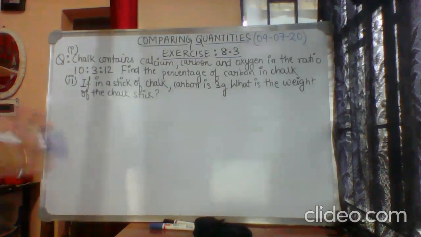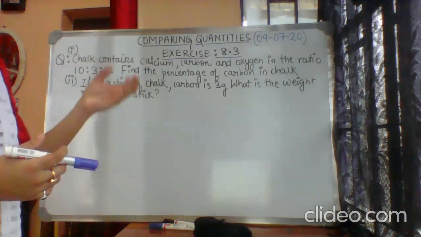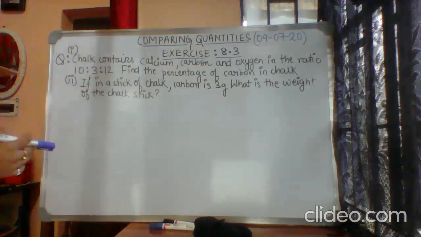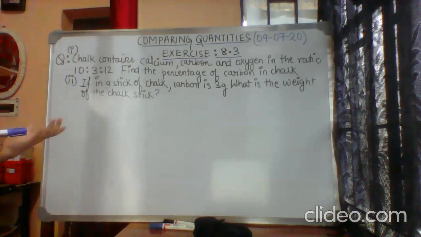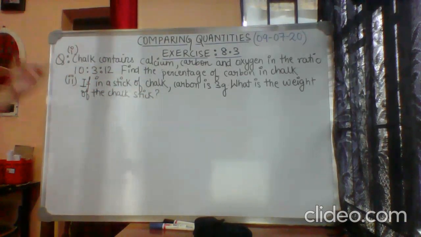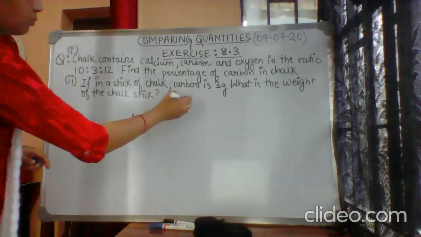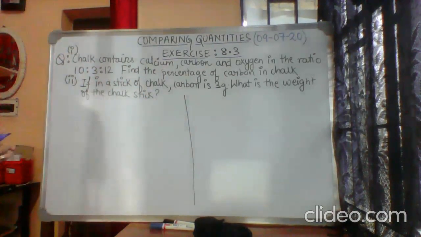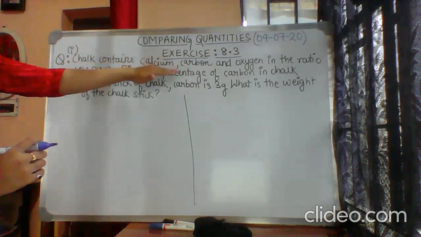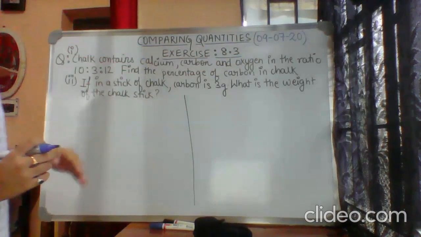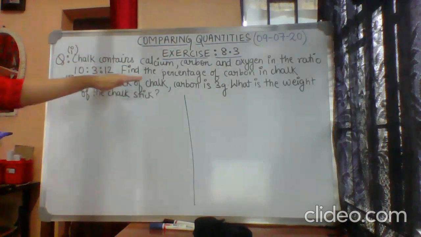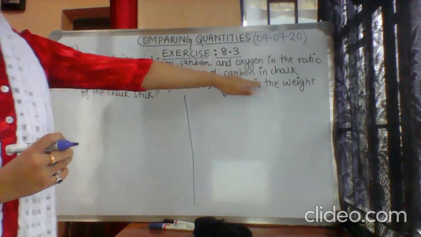So here we have already learned how to convert each part of the ratio into percentage. Now we will try to do some word problems. Word problems based on ratio, conversion of ratio into percentage only. Okay, so let us do that. 2 parts are here. The first part of the question is: chalk contains calcium, carbon and oxygen in the ratio 10:3:12. Find the percentage of carbon in the chalk.